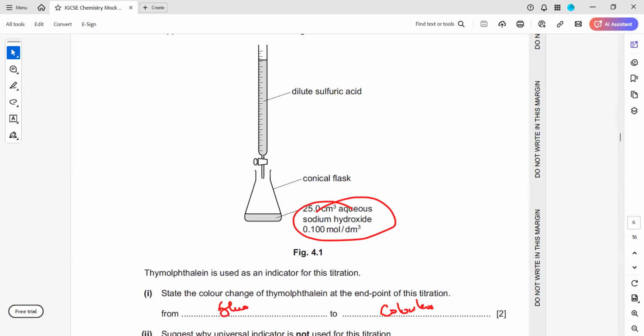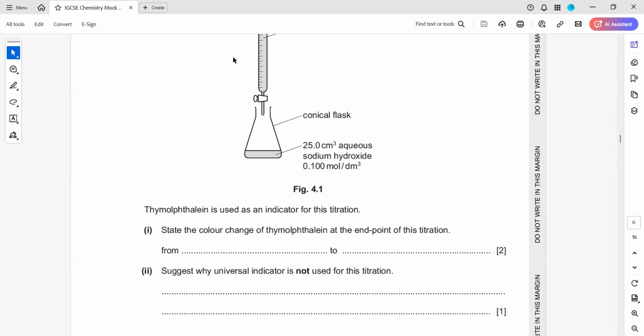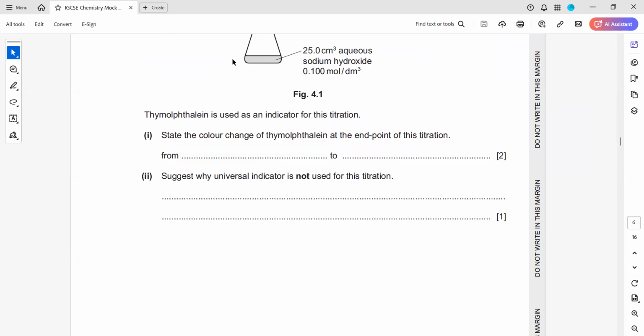Sir, for the question, does blue mean weak acid? No, this is thymolphthalein. It is colorless in acidic solution and blue in alkali. You have to learn strong and weak acid. Strong and weak acid depends on which type of indicator you are adding. Why did they give it for paper 4 but not paper 6? Because paper 6 is a practical exam.